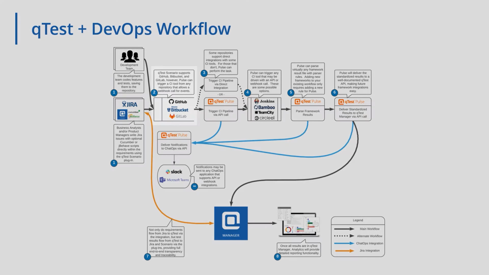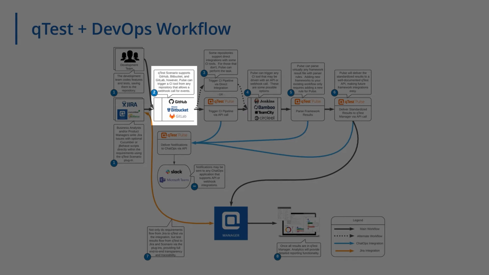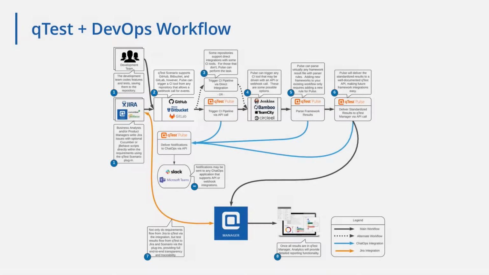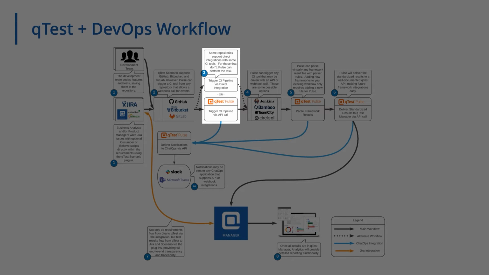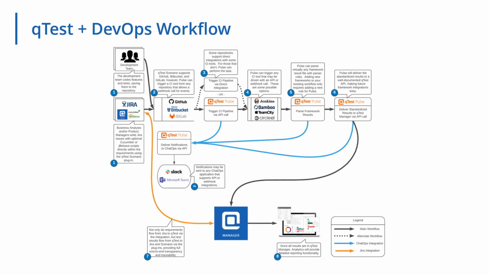Step two brings us to our repository. In the course of this workflow, we're going to be using GitHub, and we can use events driven by the repository, such as a push or commit or some other merge or approval, to be able to drive our CI/CD pipeline or DevOps pipeline, which is going to be a CI/CD tool such as Jenkins, Bamboo, TeamCity, or Circle CI. Today we're going to be using Jenkins.